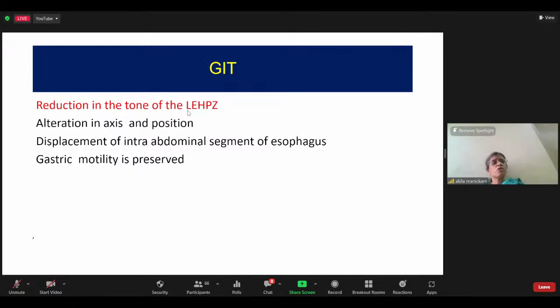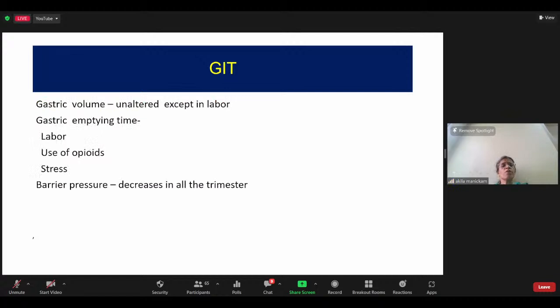So gastric motility is preserved. Alteration in your high pressure zone is responsible for the silent regurgitations which can occur, and progesterone is also responsible for relaxation of your lower esophageal sphincter tone.